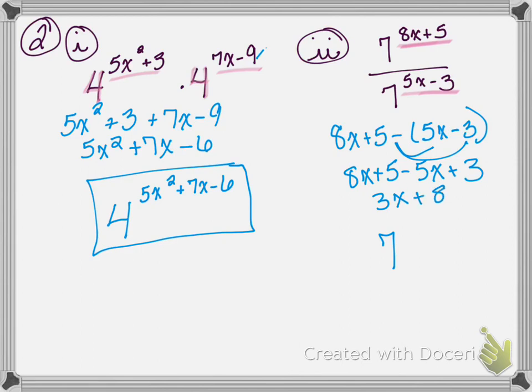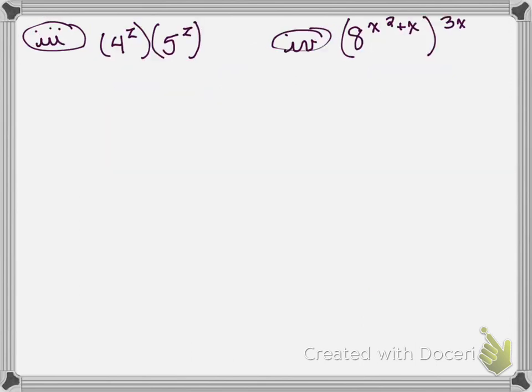And so my answer to this one is going to be 7 raised to the power of 3x plus 8. Okay? Now the next one is a little bit confusing. We have 4 to the z power and 5 to the z power. So our bases are not the same, but our exponent is the same. Only because our exponent is the same allows me to multiply 4 times 5 and gives me 20, and I raise that to the z power.